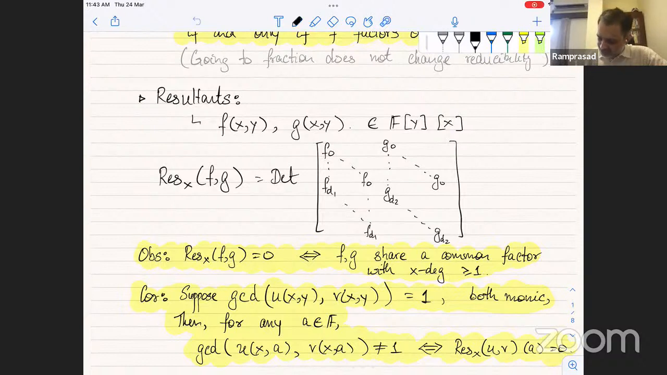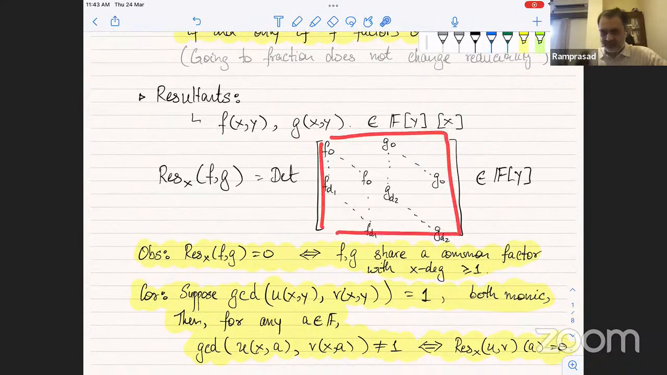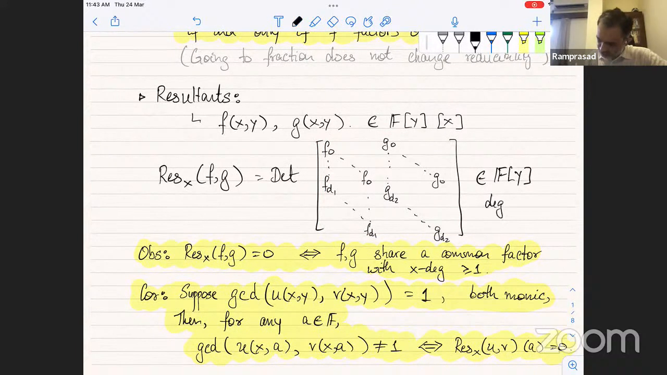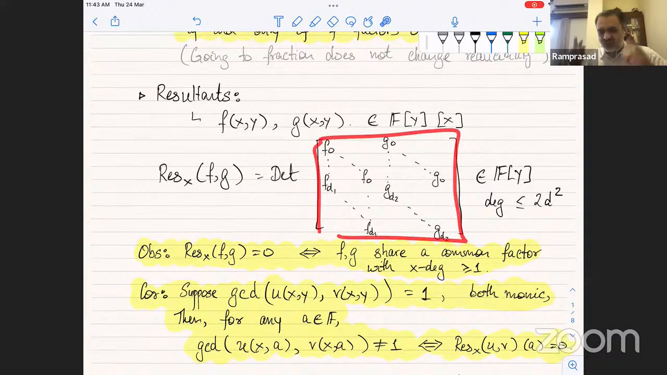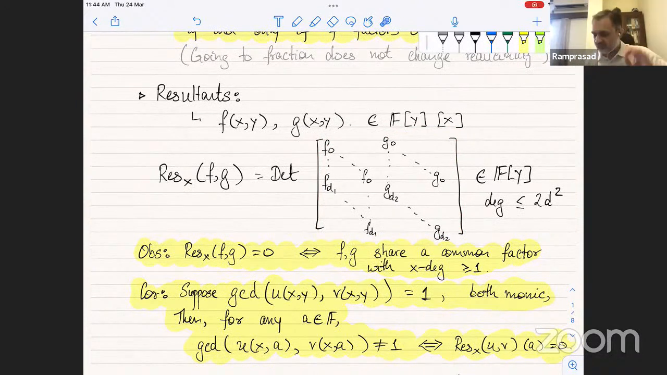From that perspective, it is important to note that this is a polynomial purely in the y variables. I'm assuming that both f and g are bivariates, so all the entries involved here are basically polynomials in y. So when you compute the determinant, you'll get something in y. It's also useful to note that the degree of this polynomial is at most something like 2d squared, where d is an upper bound on the degree of f and g. Because this is a 2d cross 2d matrix, and every entry has degree at most d, a crude bound is just 2d squared.